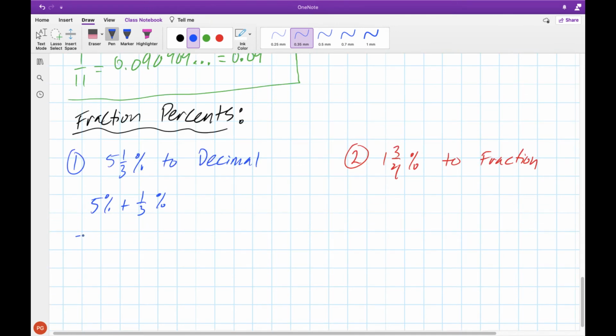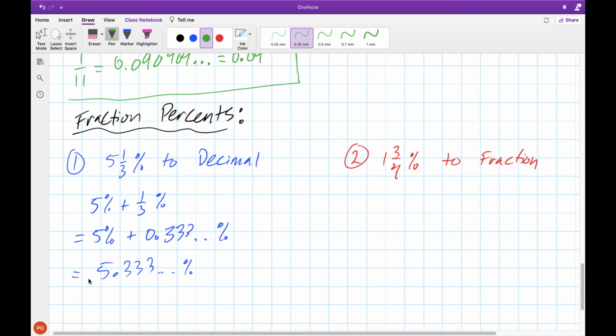So what we would do is say, well, this is 5%. 1 over 3, we can plug that into our calculator to turn it into a decimal. So this would be like 0.333... Now that these are both numbers and we don't have any fractions, we can just add these two together. We would get 5.333%.